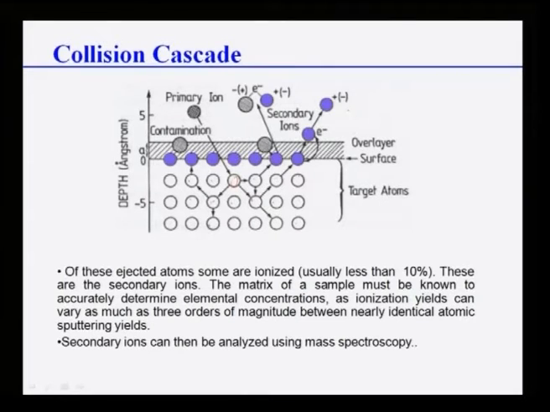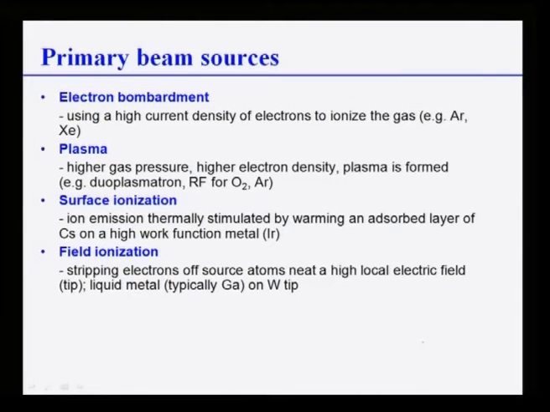The matrix of a sample must be known to accurately determine the elemental concentrations, as ionization yields can vary by as much as 3 orders of magnitude between nearly identical atomic sputtering yields. Secondary ions can then be analyzed using mass spectroscopy, which I have discussed. Now, there are many primary ion sources in SIMS.